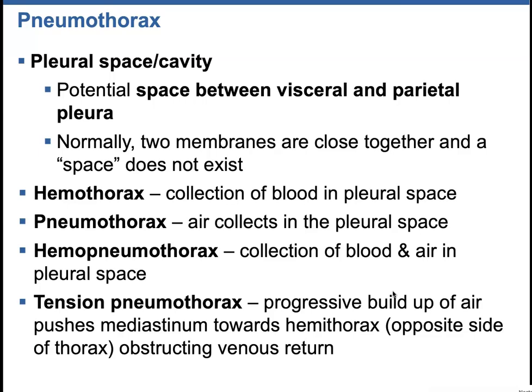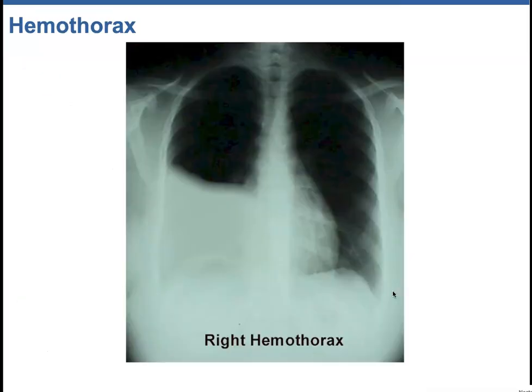And then the tension pneumothorax. This occurs when you have a progressive buildup of air on one side of the lungs, and the pressure that it's exerting on the organs in the mediastinum, which remember is where your heart is located, starts pushing them to the opposite side. And that's a problem, because it's going to start causing problems in terms of blood flow returning to the heart and the ability for that person to breathe.